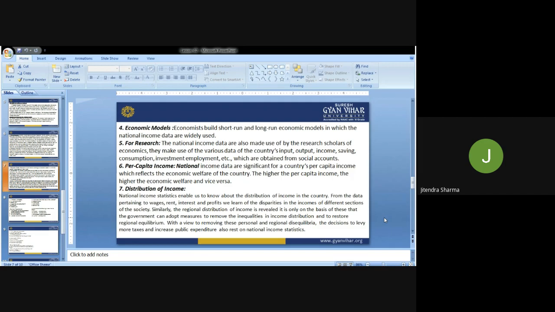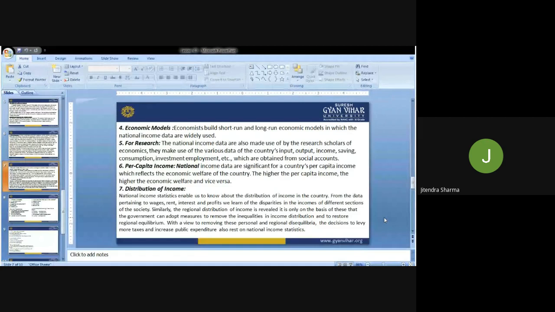Then the sixth importance is per capita income. If we have the national income data, which are significant for a country, per capita income reflects the economic welfare of the country. If we have the national income data, we have the individual income also, per capita income. Then we can understand, after the policies we have drawn and implemented, what significant change we have in the society as a whole. So all these things can be easily governed. The higher the per capita income, the higher the economic welfare, and vice versa. If lower, then lower the economic welfare.